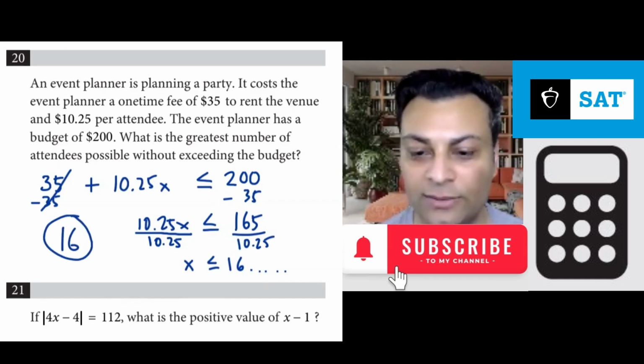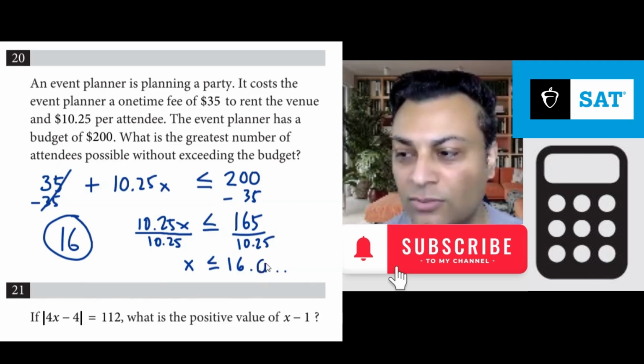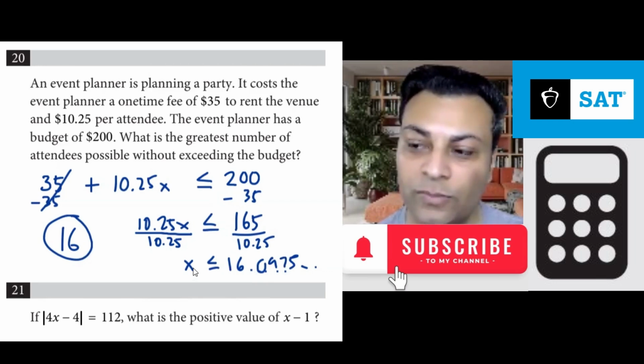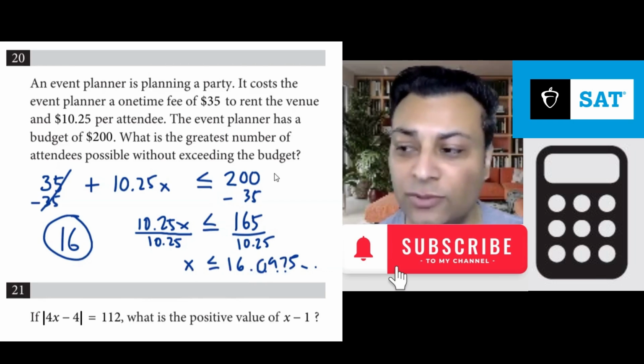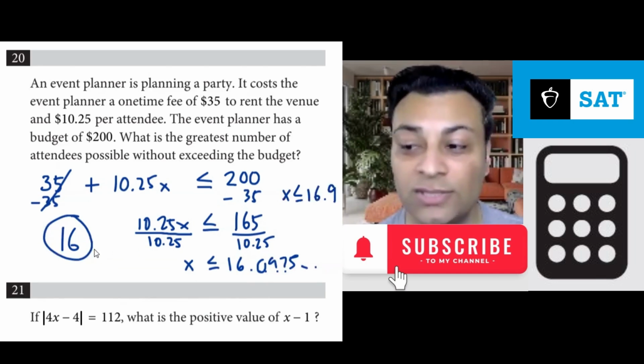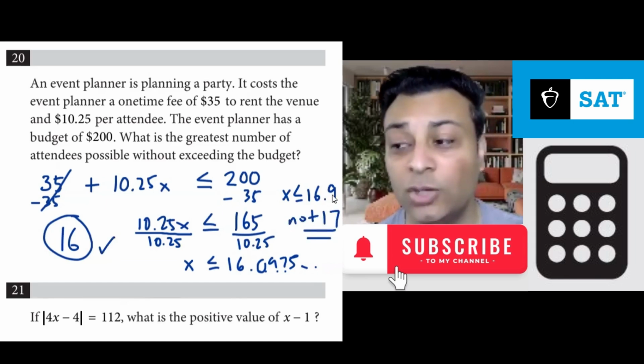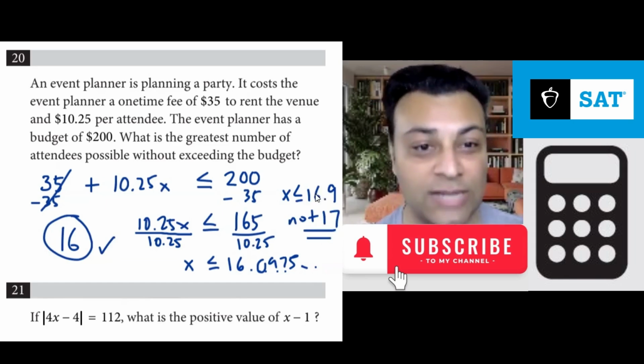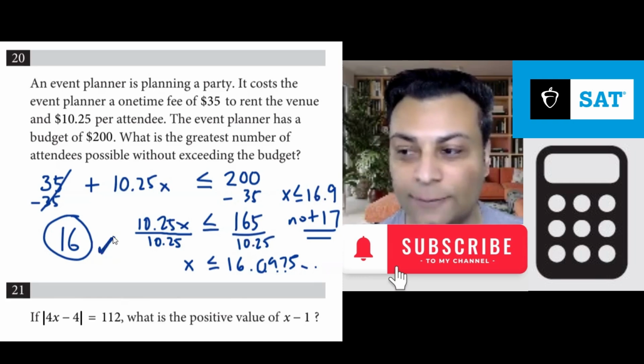Now, I want to point out that the calculator had something like 16.0975 and so on. You might think, well, this rounds to 16, so I should use 16. But it's because x is less than this number. Even if you got 16.9, you would still use 16. You would not use 17, very importantly, because you want to be below this number. So we're not rounding off, we're rounding down. So the answer is 16.